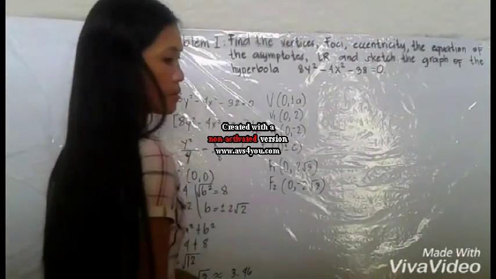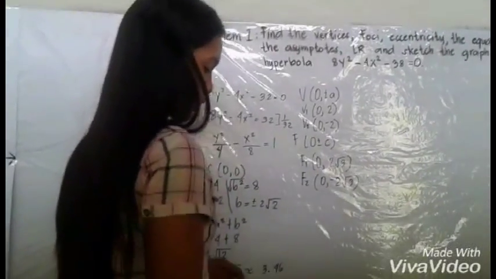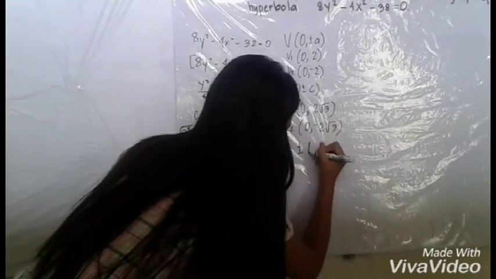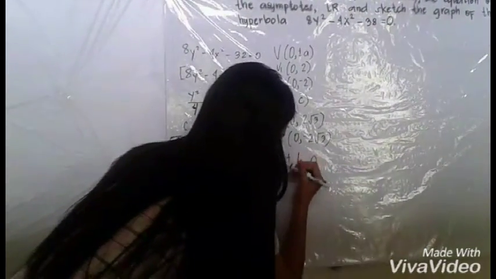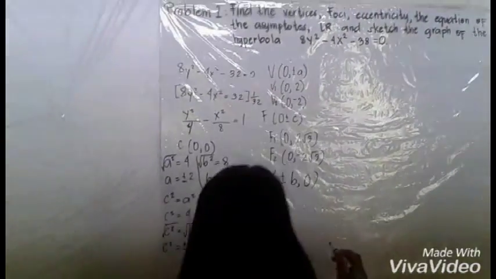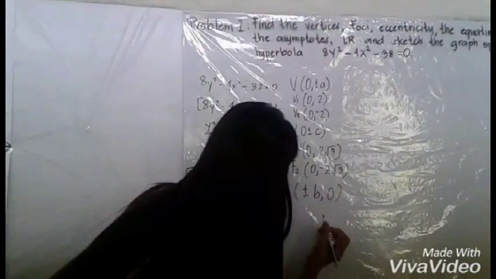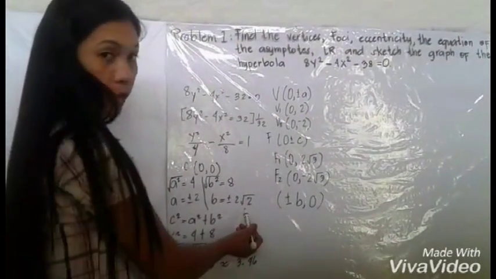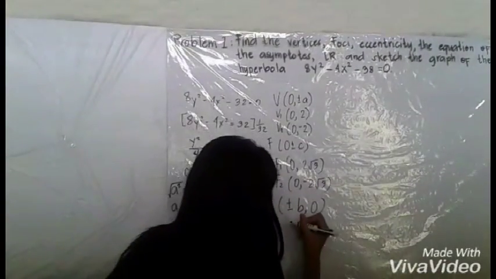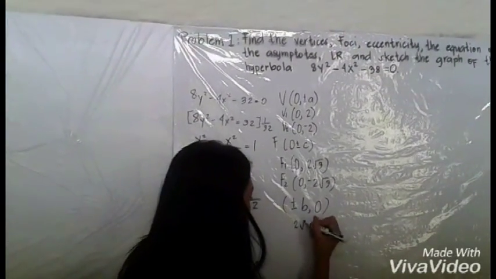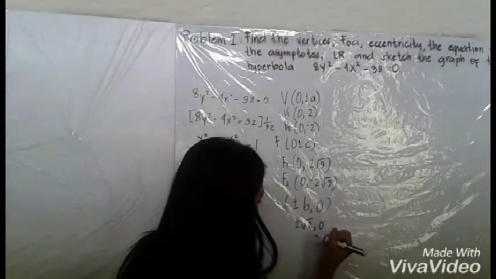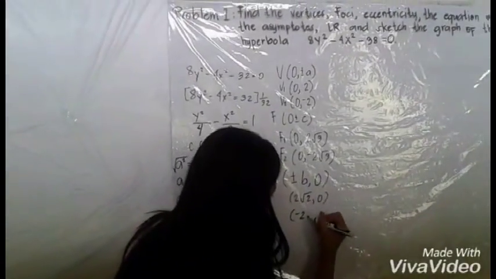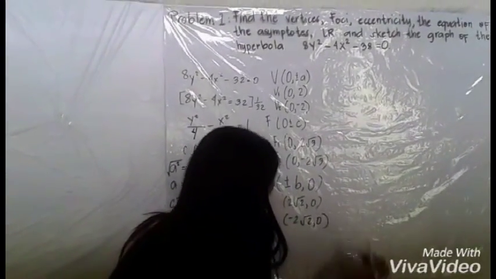And the endpoints of the conjugate axis, we have positive negative b and 0. The value of our b is positive negative 2 square root of 2. So we have positive 2 square root of 2 and 0, and also we have negative 2 square root of 2 and 0.